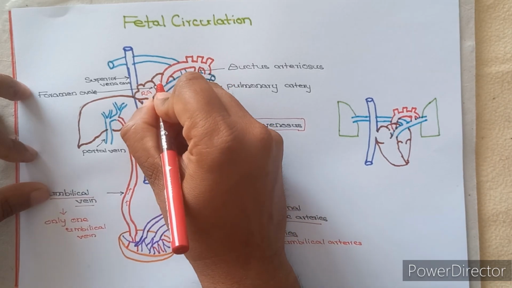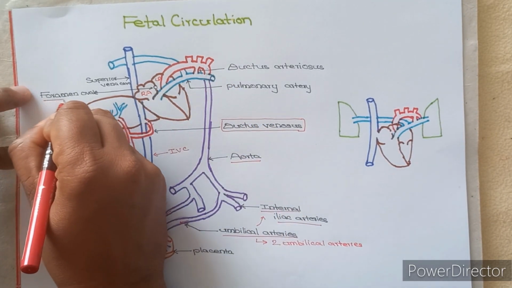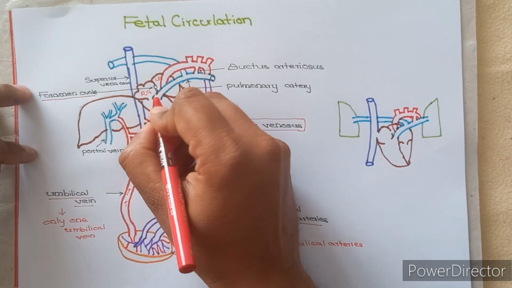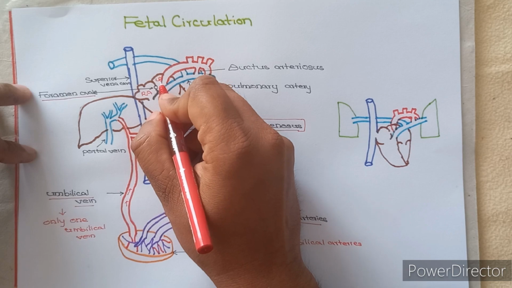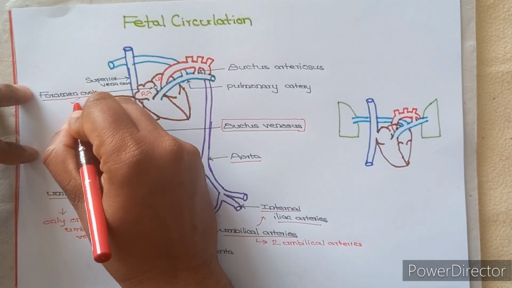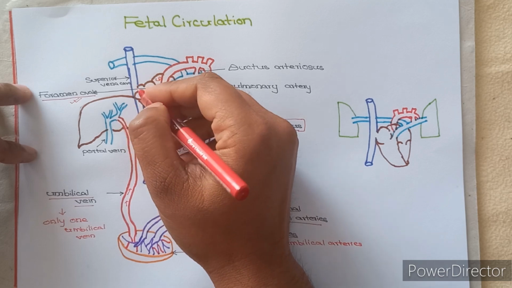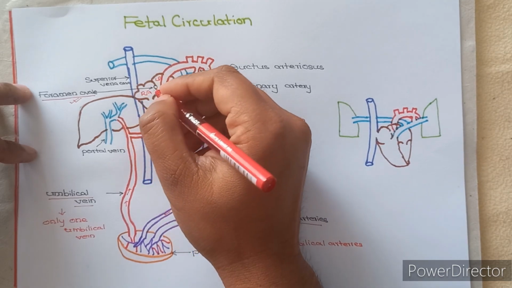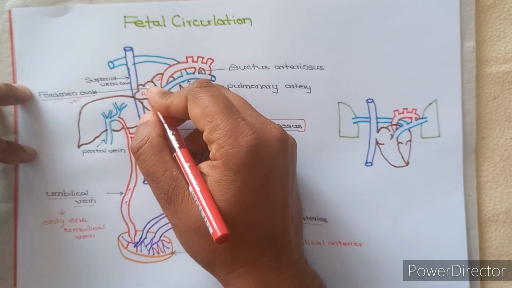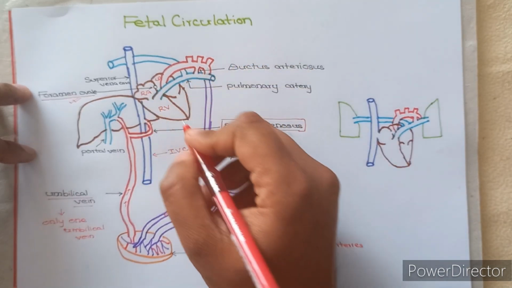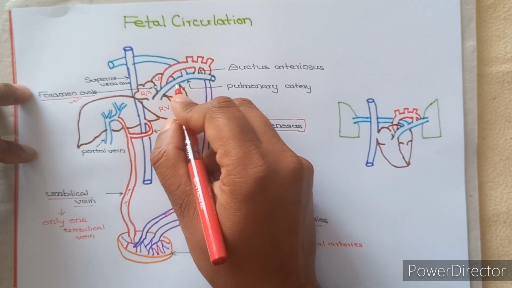In between the right atrium and the left atrium, there is an opening called the foramen ovale. The majority of the blood passes from the right atrium to the left atrium through this foramen ovale. Some amount of the blood coming from the superior vena cava and inferior vena cava goes to the right ventricle by the right atrium.